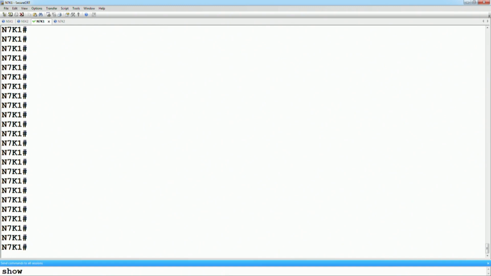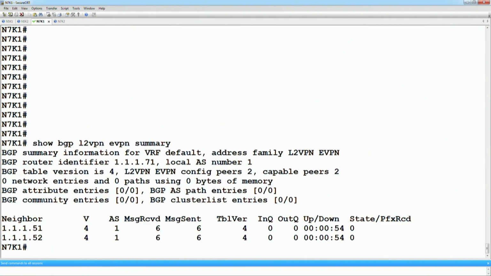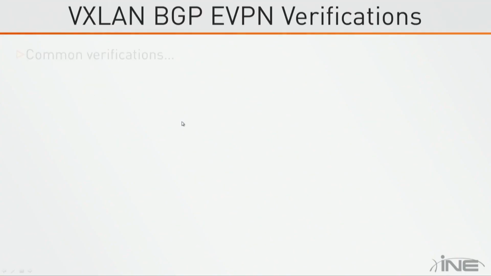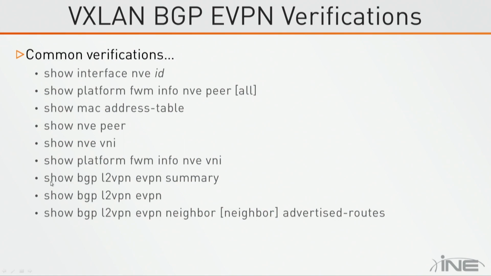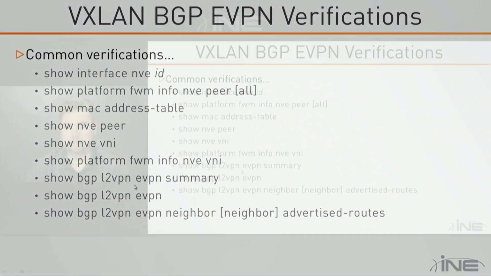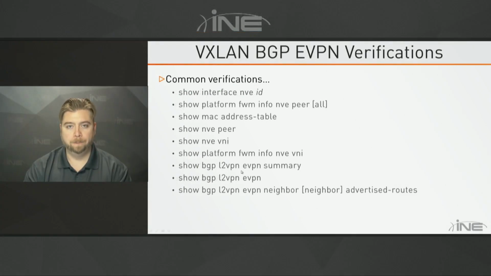Okay, so let's show BGP L2VPN EVPN summary. Those are going to be our peerings. Okay, so now the peerings are up. This is going to be our main verification from a BGP point of view. Show BGP L2VPN EVPN summary. So did the peering occur to the other neighbor? It's the same as saying show IP BGP summary, except it's for a different address family identifier. So we say show BGP, what's the AFI? AFI is L2VPN, SAFI is EVPN, and we want to see the summary.